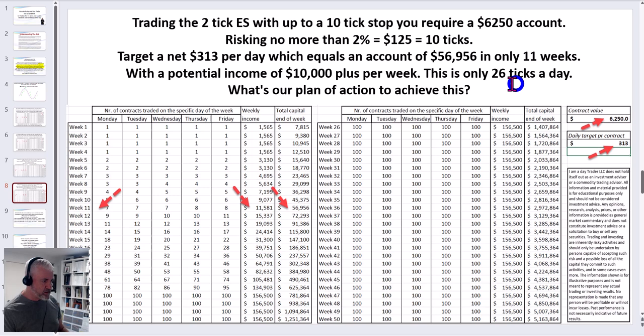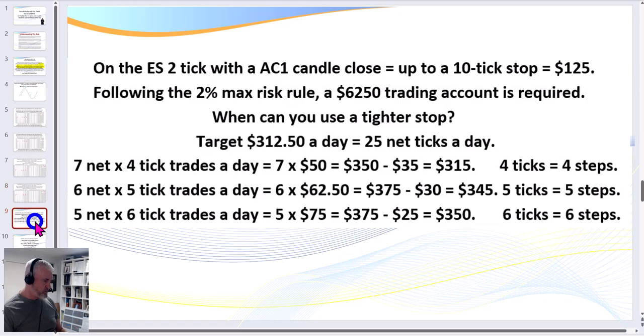Yes, 26 ticks a day. Now what's our plan of action to achieve that? And this is important. If you want to scalp the market, I'm a scalper. Get in, get out, get paid. But it also means I've got a smaller risk. I don't hold positions, nothing overnight. Most of my trading's over and done within 30 minutes to an hour.